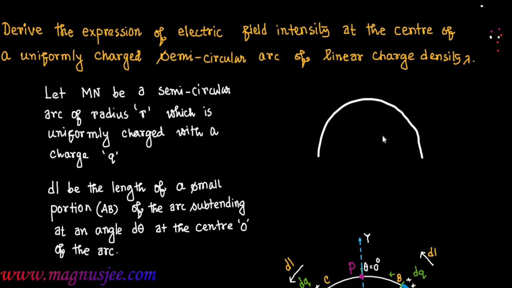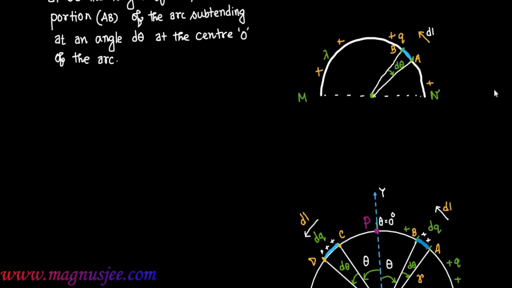MN is the semicircular arc which is uniformly charged with a positive charge plus q, and O is its center. The small portion AB, of length dl and charge dq, subtends an angle d theta at the center O.